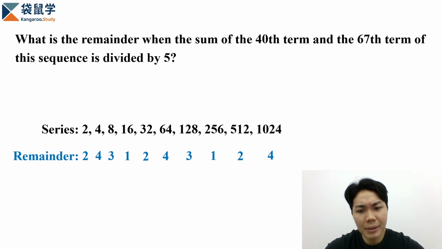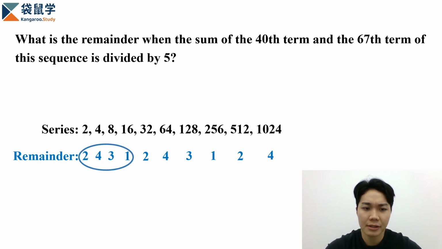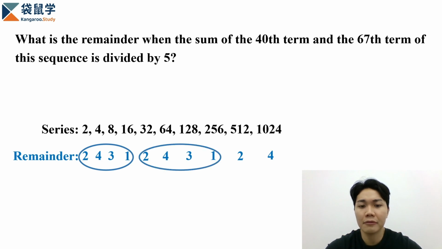And how many numbers before it repeats again? Every 4 numbers, it repeats: 2, 4, 3, 1, then 2, 4, 3, 1, and then it will keep going on 2, 4, 3, 1 all the way. So with this, we can actually find the remainder of the 40th term and 67th term, right? But are we sure? Let's see.